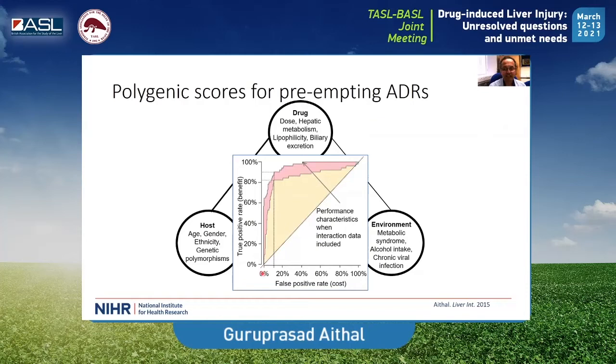So genetic tests, at best, we can say, have a good performance characteristic, but predominantly driven by negative predictive value. But if you add to that drug-related factors, as well as other host-related factors in addition to genetics and some comorbidity, you might be able to create an algorithm which has a very good predictive value. And this might be used in preempting drug-induced liver injury when we have easily accessible genotype available.